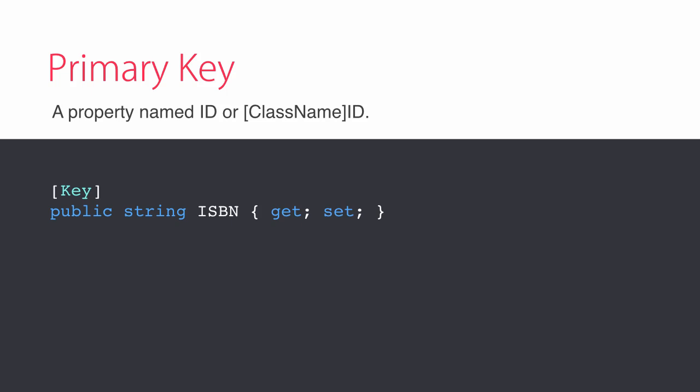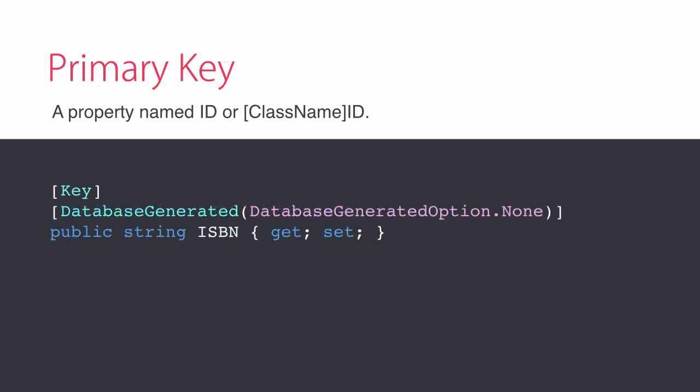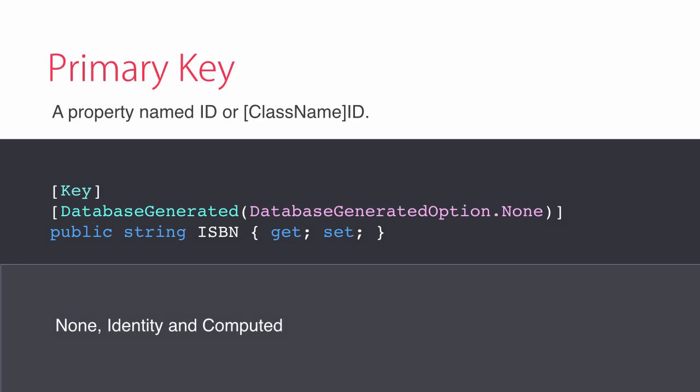Also, since the value of ISBN is not generated by the database using identity columns, we need to use the DatabaseGenerated attribute. This attribute takes an enumeration called DatabaseGeneratedOption, which has 3 members. None, which means the database is not generating values for this property. Identity, which means the corresponding column in the database is an identity column. And Computed, which means the target column is a computed column in the database. For example, you might have a computed column called FullName that combines first and last name columns. So you need to tell Entity Framework that the value of this property is computed in the database.